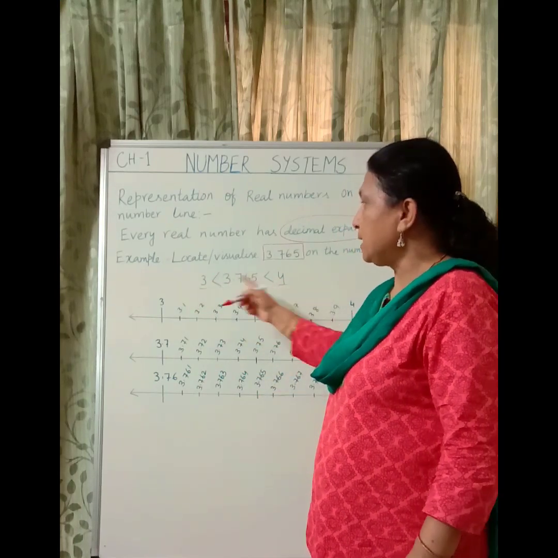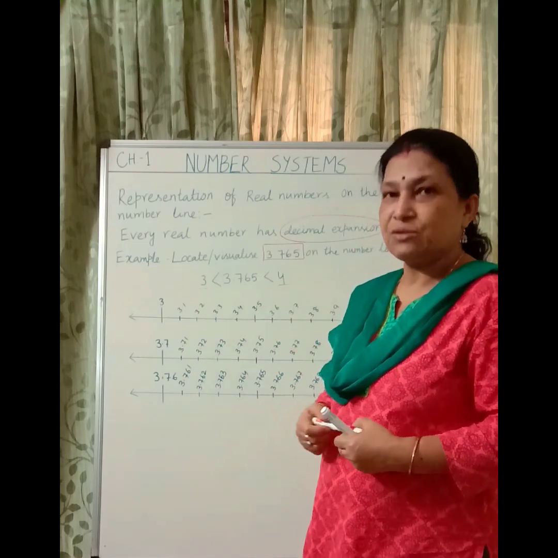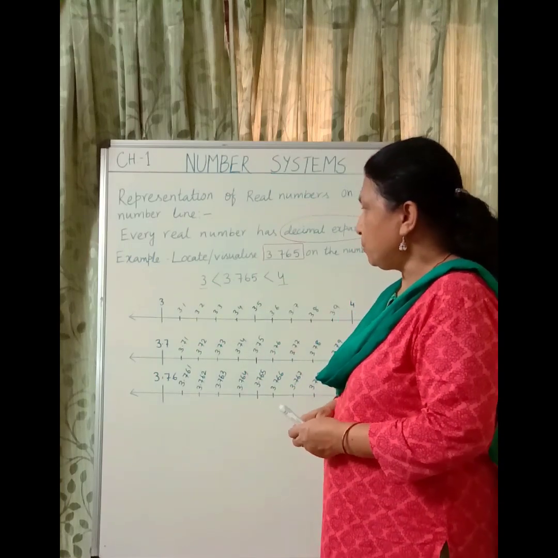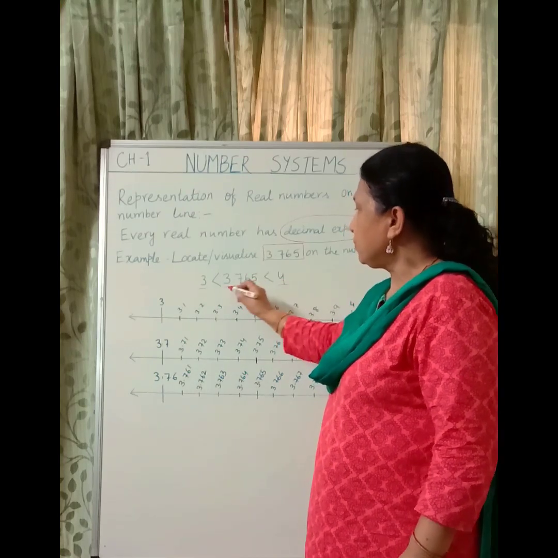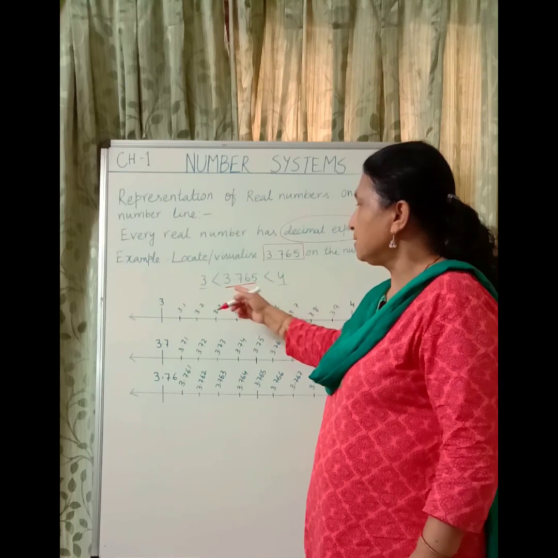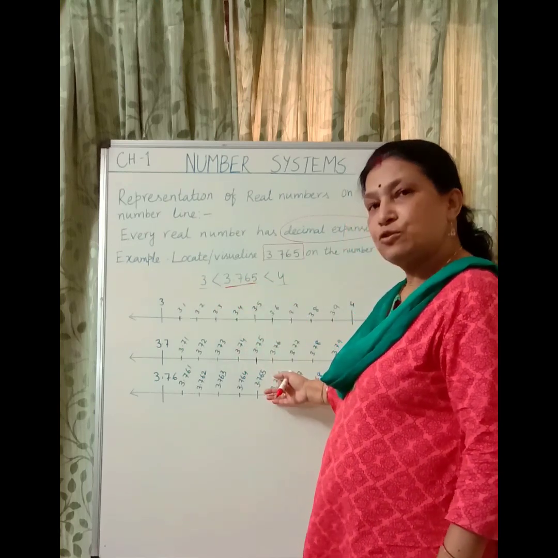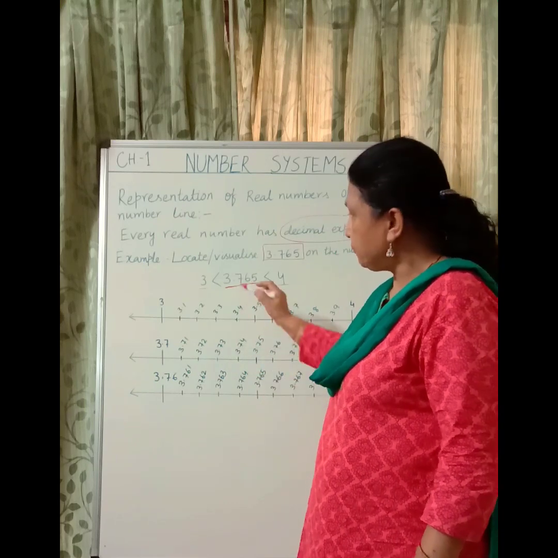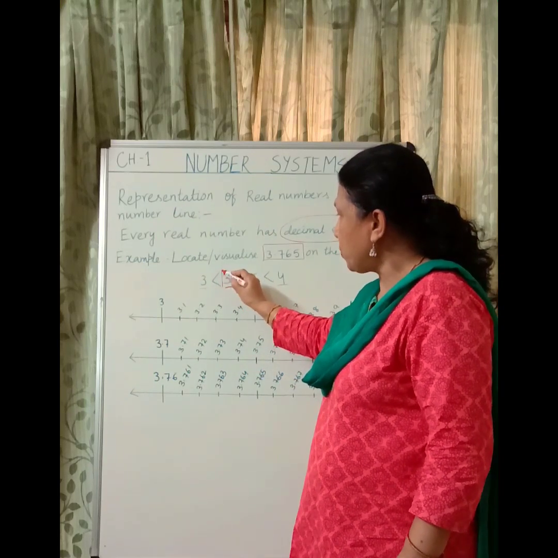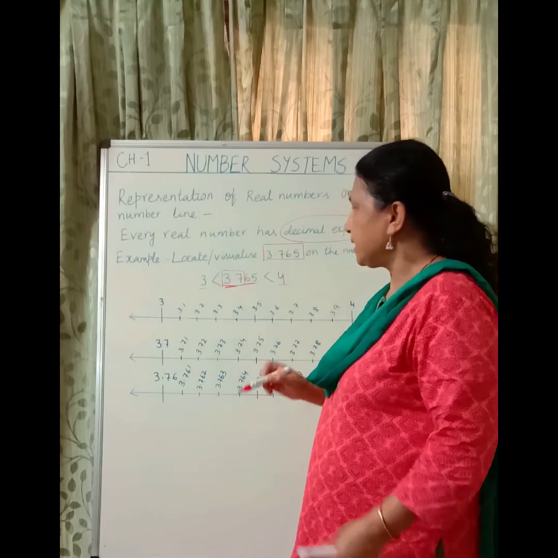3 and 4 are natural numbers, or whole numbers, or you can say rational numbers. So now when we represent 3.765, we cannot represent it in one step. Step by step we will be showing the representation of this decimal number. First we will be taking 3.7.